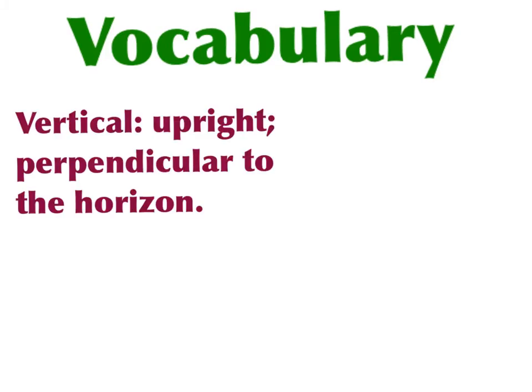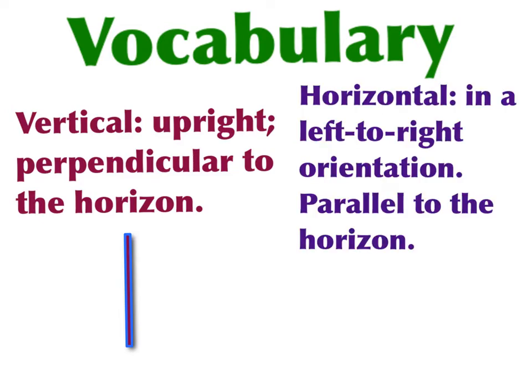Vertical: upright or perpendicular to the horizon. This is a picture of a vertical line. Horizontal: in a left to right orientation, parallel to the horizon. This is a picture of a horizontal line.